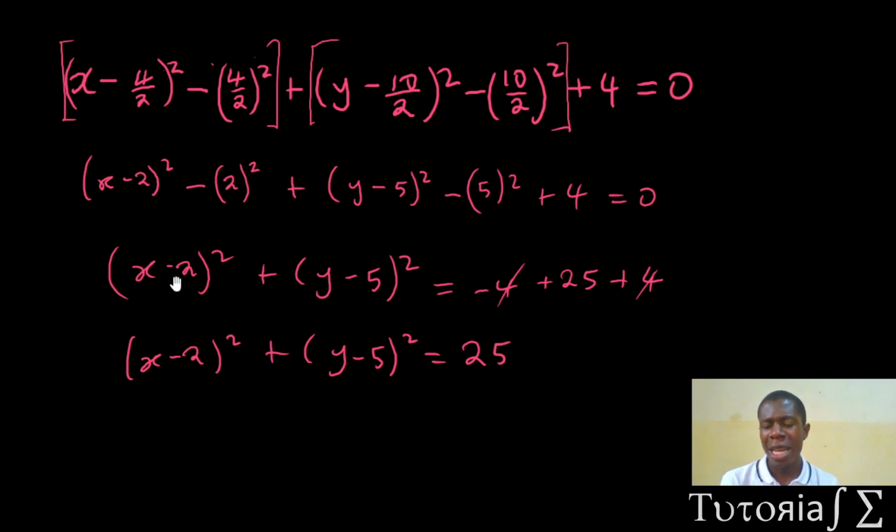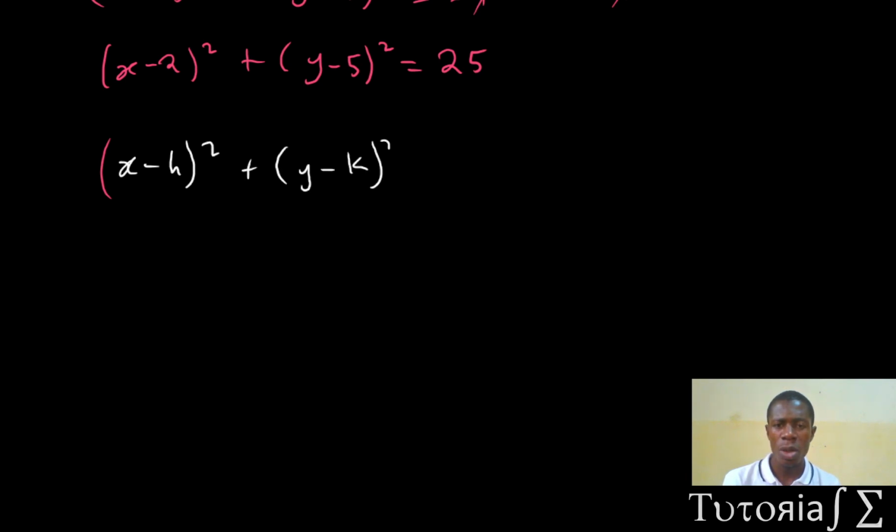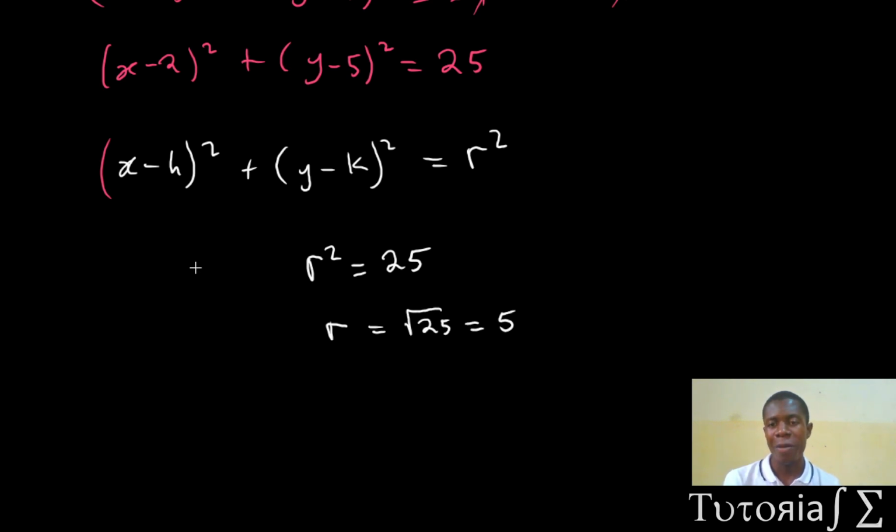Now we are asked to find the radius and the center. Remember, the equation of the circle is given by x minus h squared plus y minus k squared equals r squared. So for the radius, you just equate whatever is here. You say r squared equals 25. We see that the radius is just the root of 25, which is equal to 5. You have found the radius.